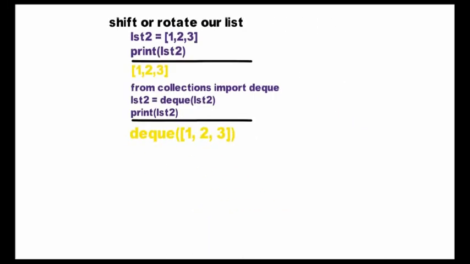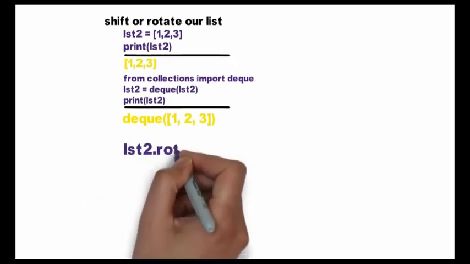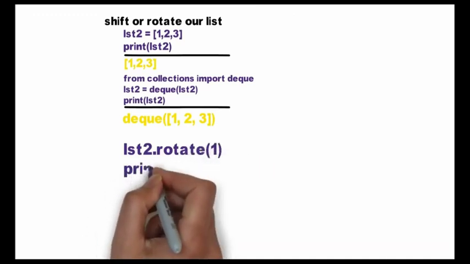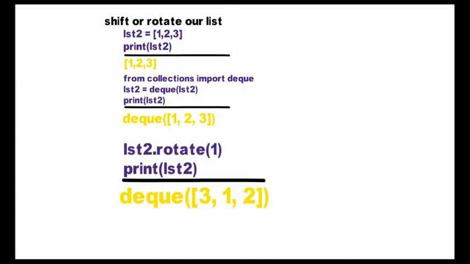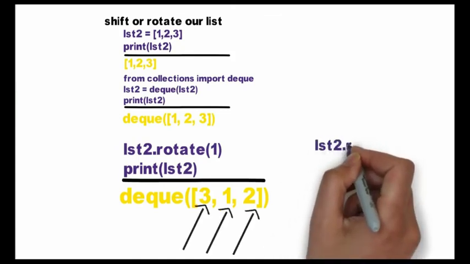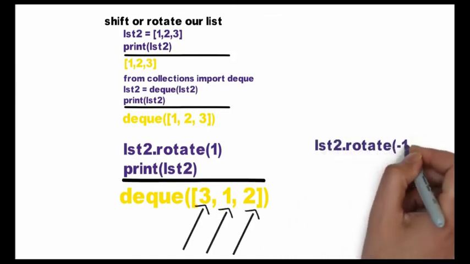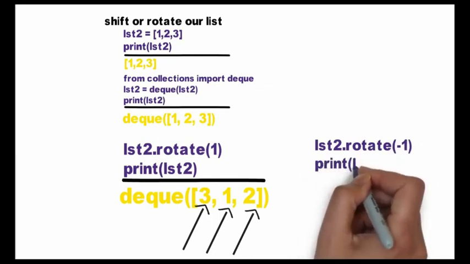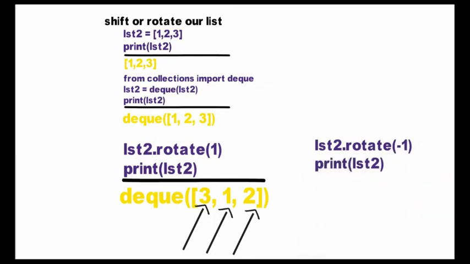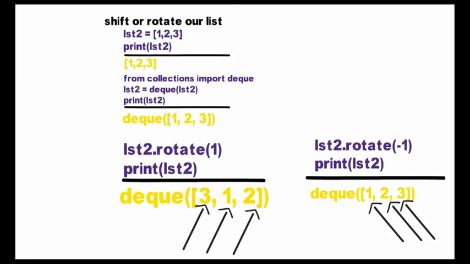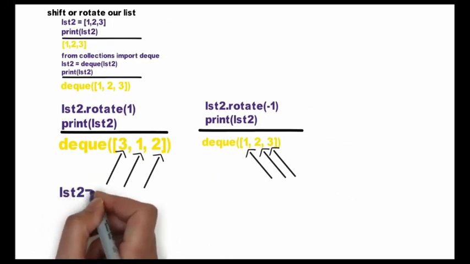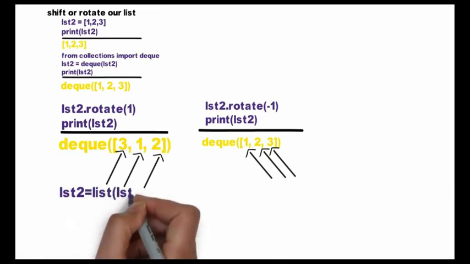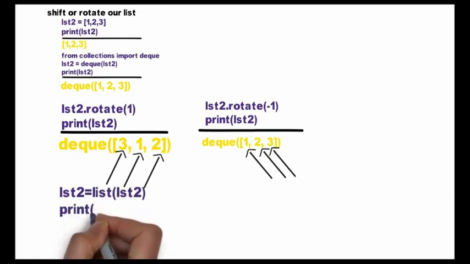Let's try to rotate our list to the right by writing lst2 dot rotate 1. So we can observe that the items are rotated to the right by 1. Similarly, for a left shift, we can write lst dot rotate -1. So yeah, we can convert the deque back to a list by simply writing lst2 equal to list of lst2.